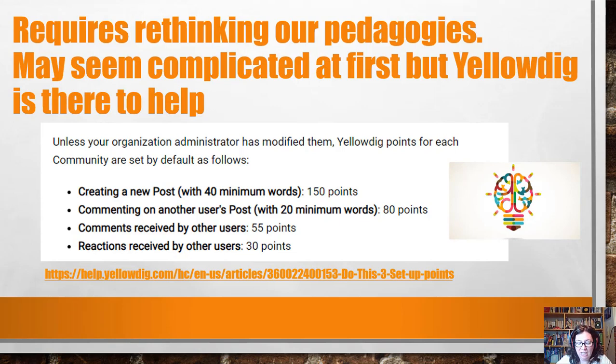When I first did the instructor training, it seemed a little bit complicated. So I'm using their suggestions for how to set up points, right? And so here is the default, and that's what I start with. And so students are incentivized to create a new post. You see they get 150 points. And then commenting, and then if they receive comments or they receive reactions, they get points as well.